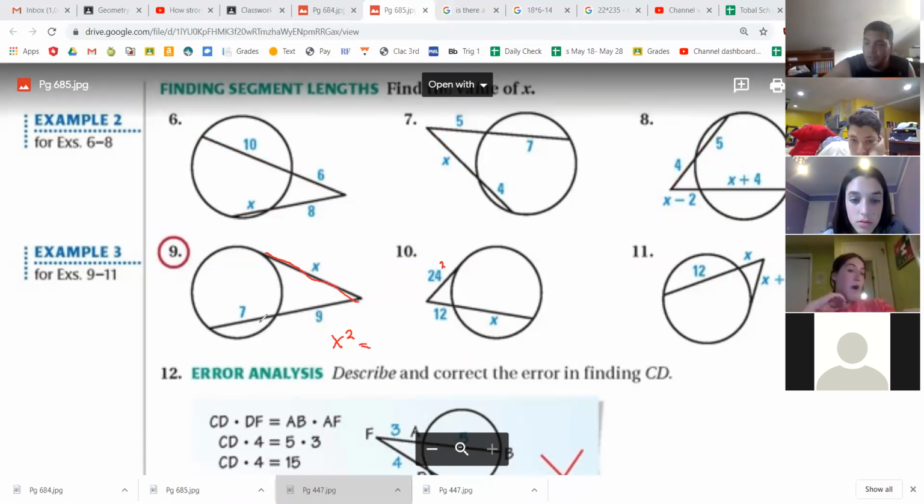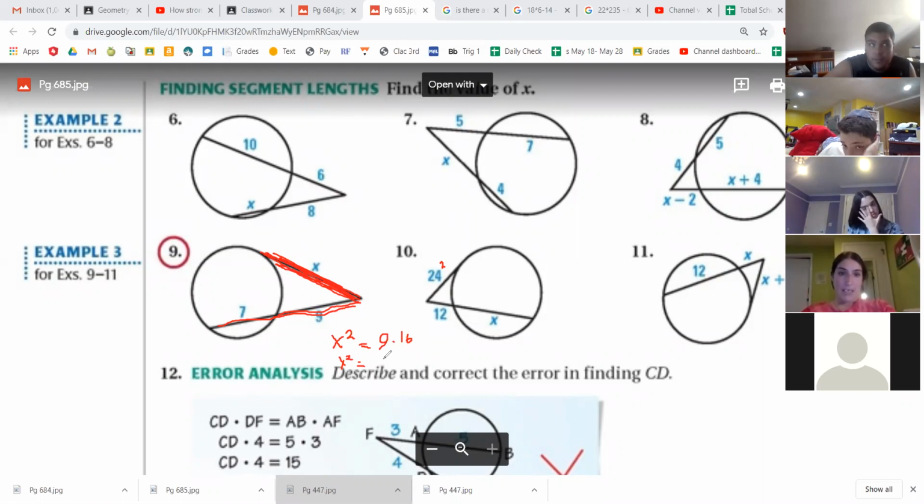X squared equals the piece, which is 9, times the whole, which is 9 plus 7, 16. Wait, why is it x squared? For the tangent one, you square it because it's like x times x. You use this times this. The piece is the x, and the whole is the x, so it's always whatever you squared. And we'll see that with actual number type problems.